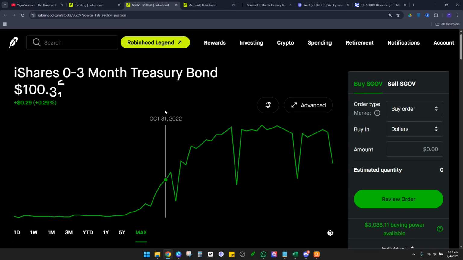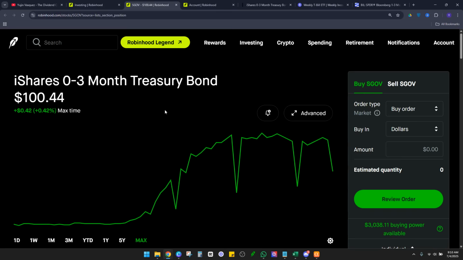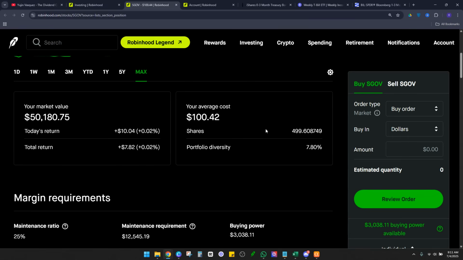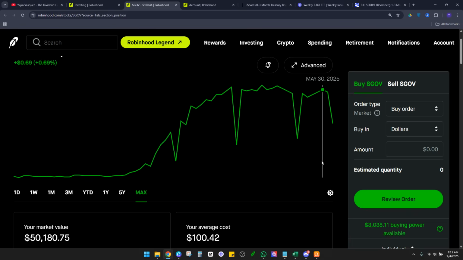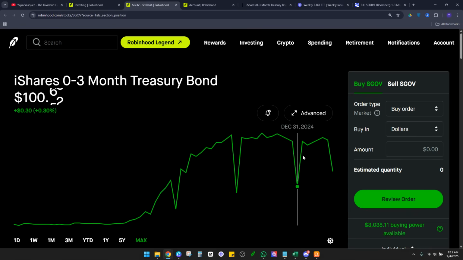All right, so I purchased $50,000 worth of SGOV. These are 0 to 3 month Treasury bond ETF. Okay, this is what this is. You guys can see here the purchase. I have $50,000 in it, and it's about 499 shares of this. Okay, this is a very stable asset, as you guys can see. It doesn't really move up or down. There's really no wild swings.